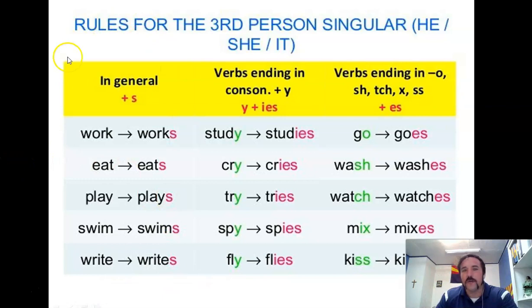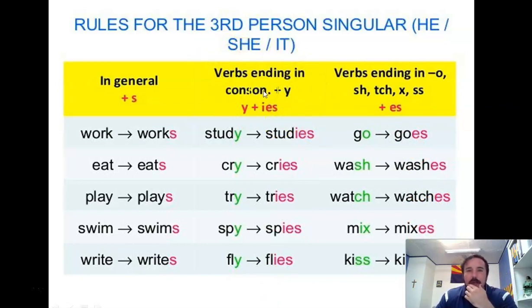Now, in general, you just add an S to make a singular verb, right? He works. She eats. The dog plays, right? All singular nouns at the beginning. So you need a verb which ends in S. If you notice all the way down, every one of these verbs ends in S because we talk about present tense verbs with a singular subject.